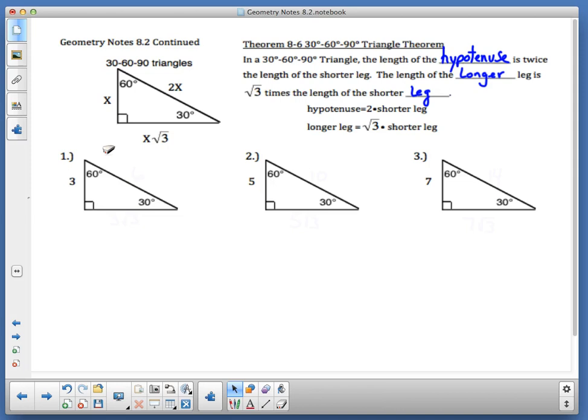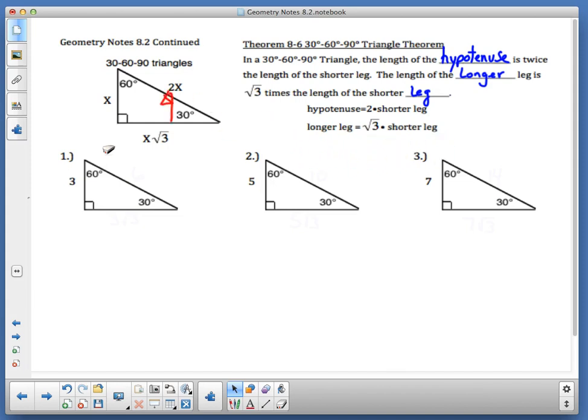Length of the hypotenuse is twice the length of the shorter leg. The length of the longer leg is the square root of 3 times the length of the shorter leg. I just got to get myself a little pointer here. Okay, the length of the longer leg is the square root of 3 times the length of the shorter leg. Hypotenuse is equal to 2 times the short leg. Longer leg is the square root of 3 times the short leg.